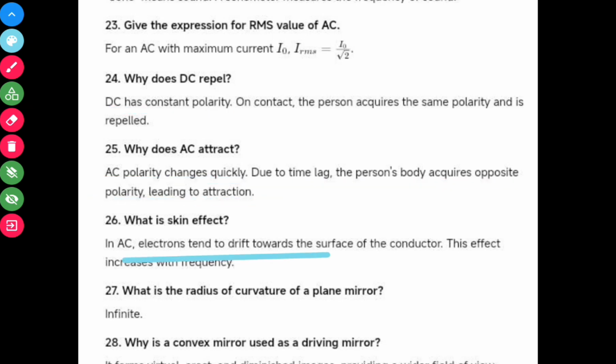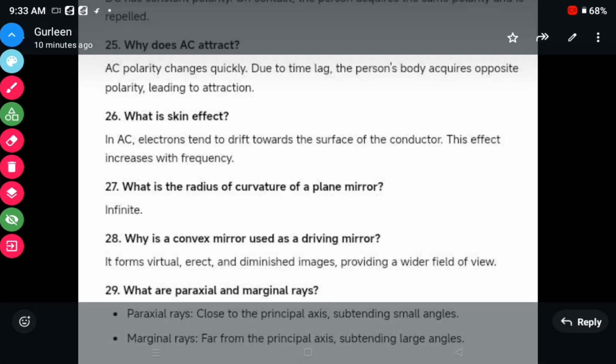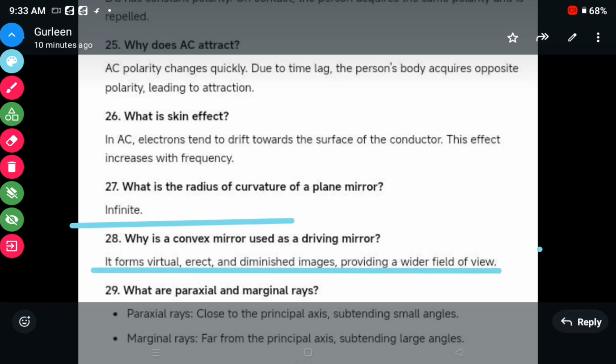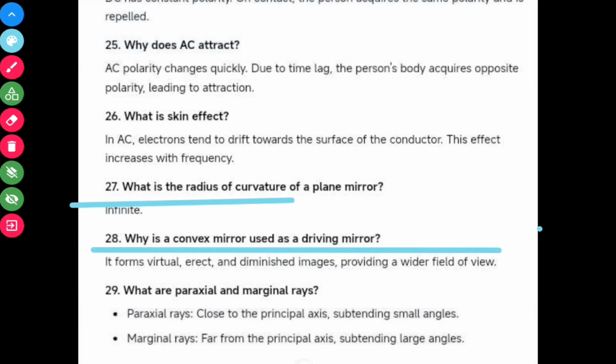What is skin effect? In AC, electrons tend to drift towards the surface of the conductor. This effect increases with frequency. What is the radius of curvature of a plane mirror? Infinite. Why is a convex mirror used as a driving mirror? It forms virtual, erect, and diminished images, providing a wider field of view.